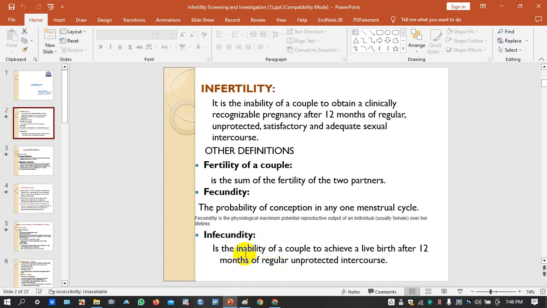Infecundity is the inability of a couple to achieve a live birth after 12 months of regular unprotected intercourse. So that's directly opposite to this one and also the infertility definition. Meaning that you've stayed with your wife or your husband for one full year. We have had unprotected, satisfactory and adequate sexual intercourse, but still there is nothing to show for. No pregnancy is surfacing. Then you should know that you are infecund or you are infertile.